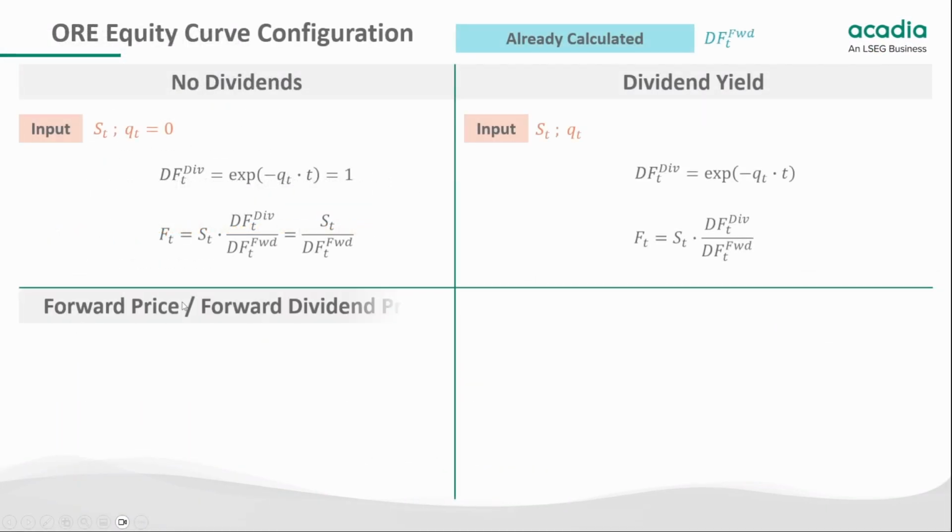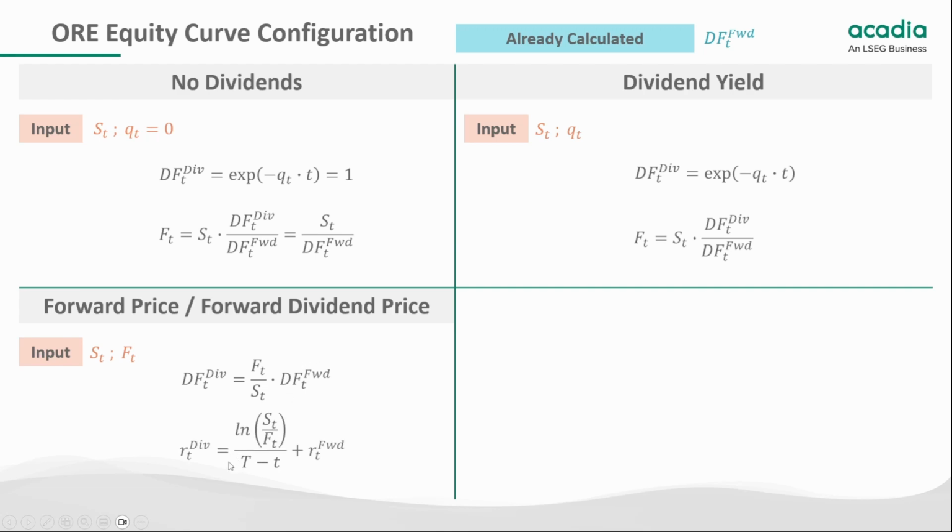Then we have the forward price and the forward dividend price tabs. Both take as input the equity spot S_t and explicitly, or directly if you prefer, the equity forward price F_t. So no need to calculate them. However, in ORE, and I will explain that in chapter 3, the interpolation of the equity forward curve is done through the dividend data. So in order to calculate the dividend discount factor, we can just reverse the forward price formula that we have above, and voila.